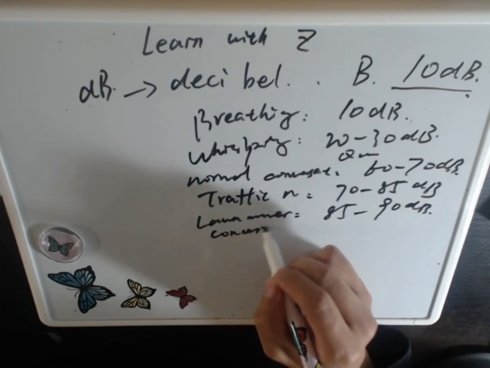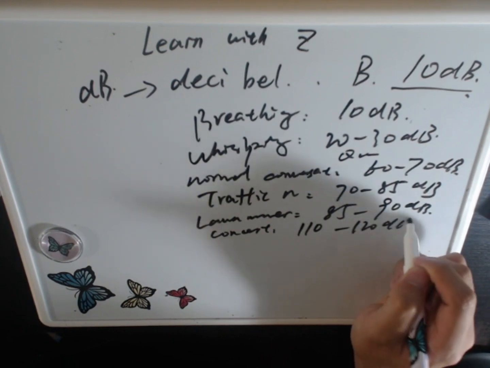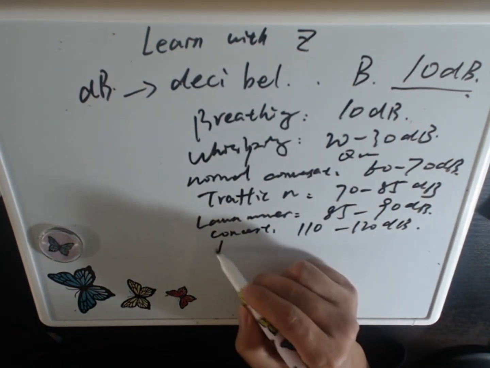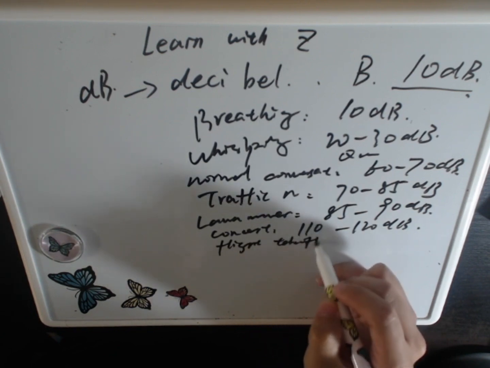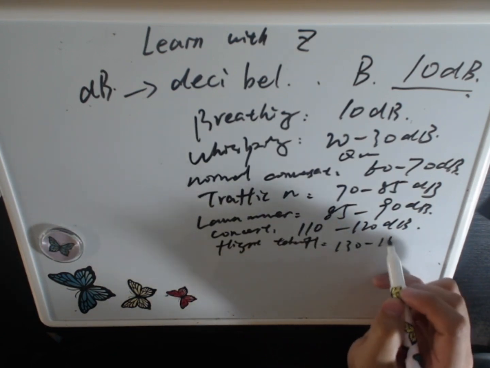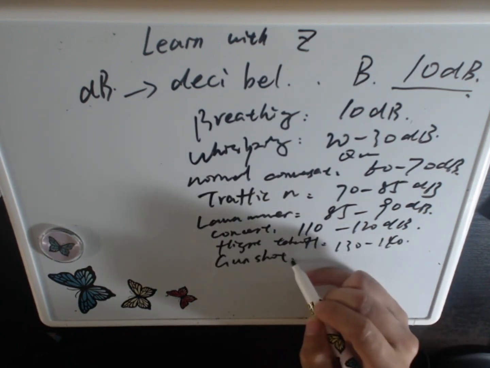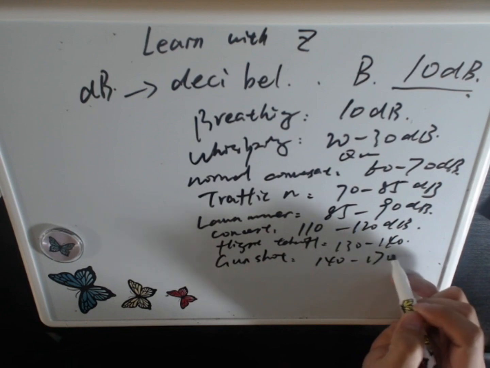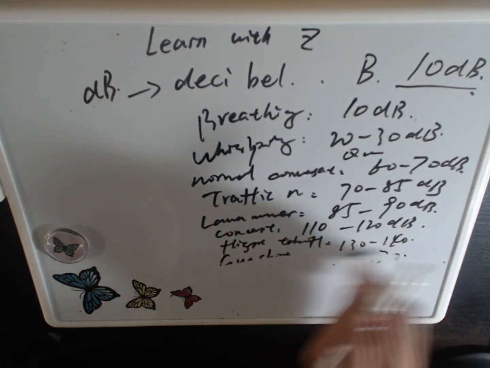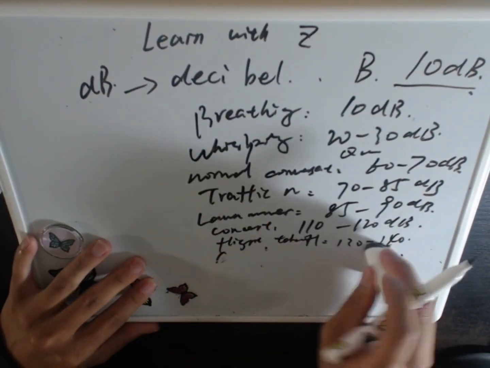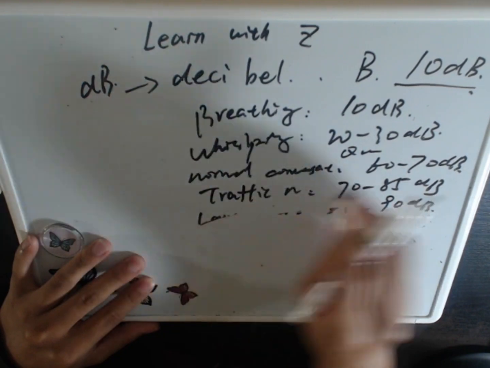A concert, like a rock concert, is about 110 to 120 dB. A plane taking off is about 130 to 140. A gunshot is about 140 to 170. And when your noise level reaches about 120 to 130, you start to feel pain. That's the threshold of pain.